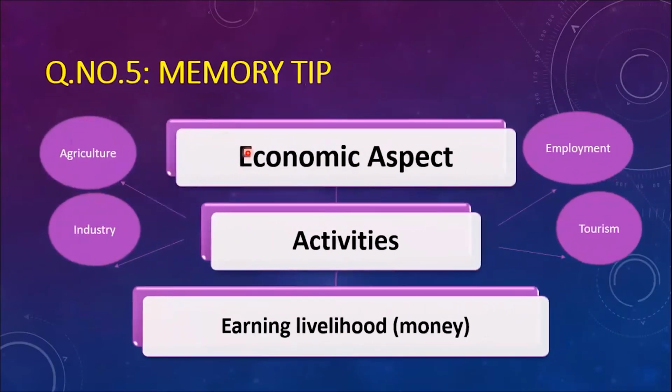You can see here memory tip. Economic aspects means activities. What type of activities? Which are done for earning money or earning livelihood. So look here, I have given some examples. Those activities can be agriculture, industry, employment, tourism. These are the activities which are done for earning the livelihood. So you focus economic activities means activities. Economic aspect means activities related to money.